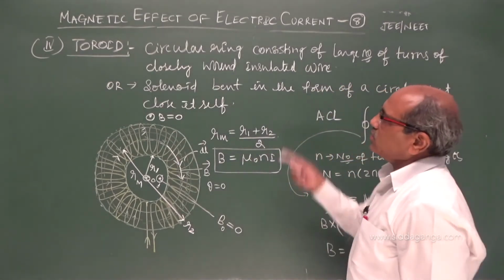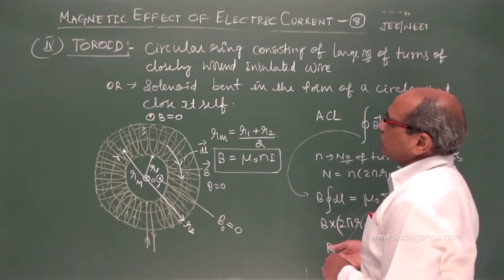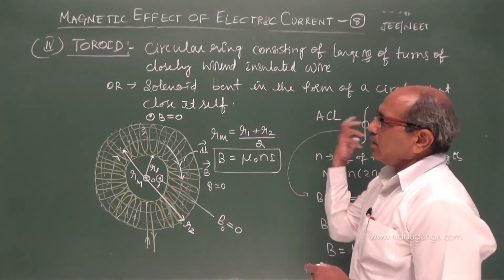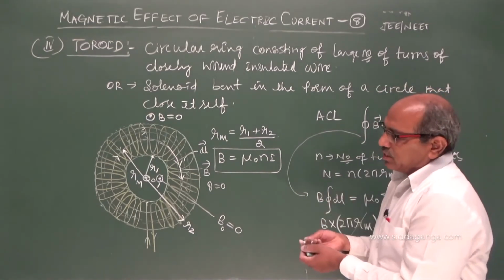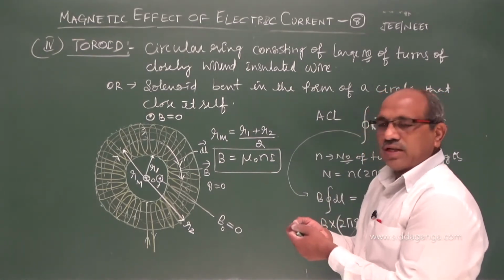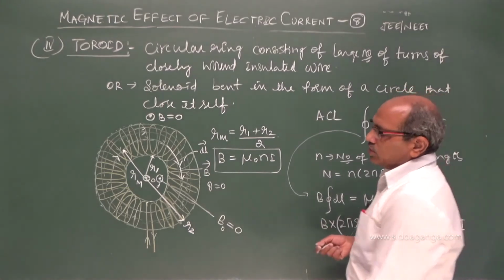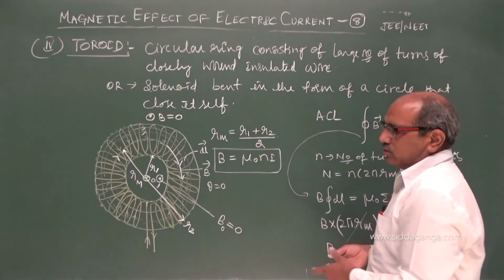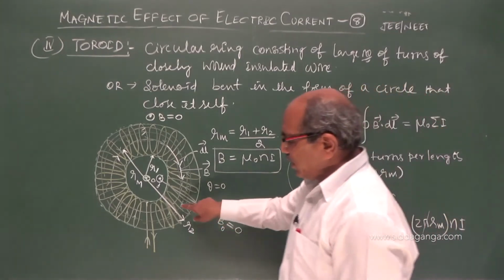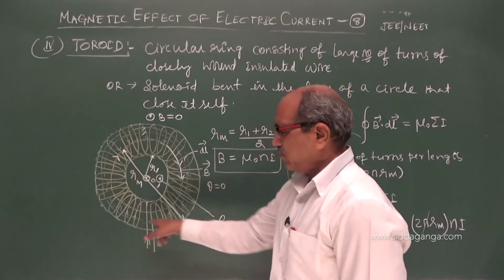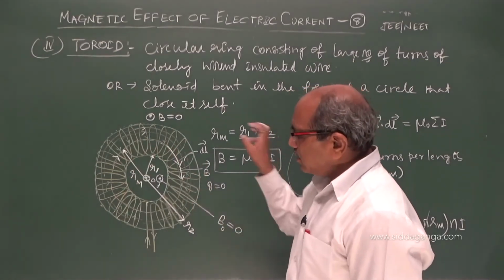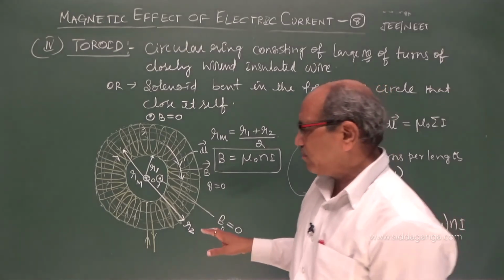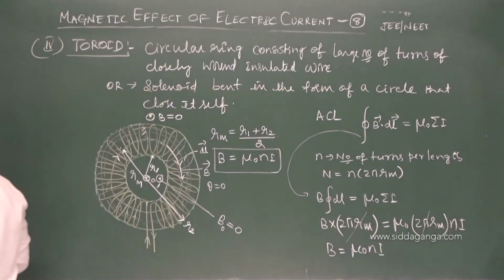What does toroid mean? It is a circular ring consisting of a large number of turns of closely wound insulated wire, or a solenoid bent in the form of a circle which closes itself end to end. It produces a closed, uniform magnetic field throughout the ring, and in the open space inside or outside the ring there is no magnetic field. That's what we discussed on the toroid.